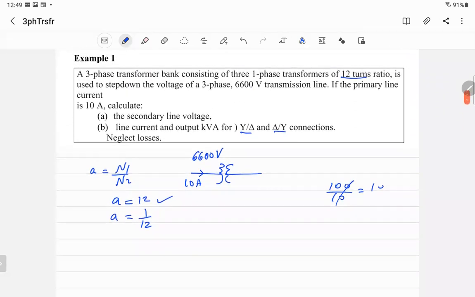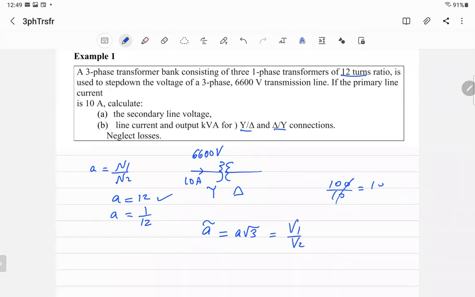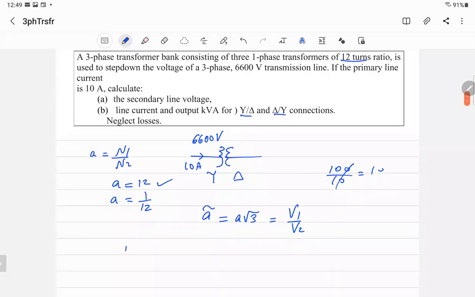And the question, I want to find the secondary line voltage. And this is a star delta. We already proved that A root 3 is equal to V1 over V2, and this is line voltage. And now A is equal to 12. So I'll say 12 times square root 3 is equal to V1. V1, the line voltage, is it given or not given?